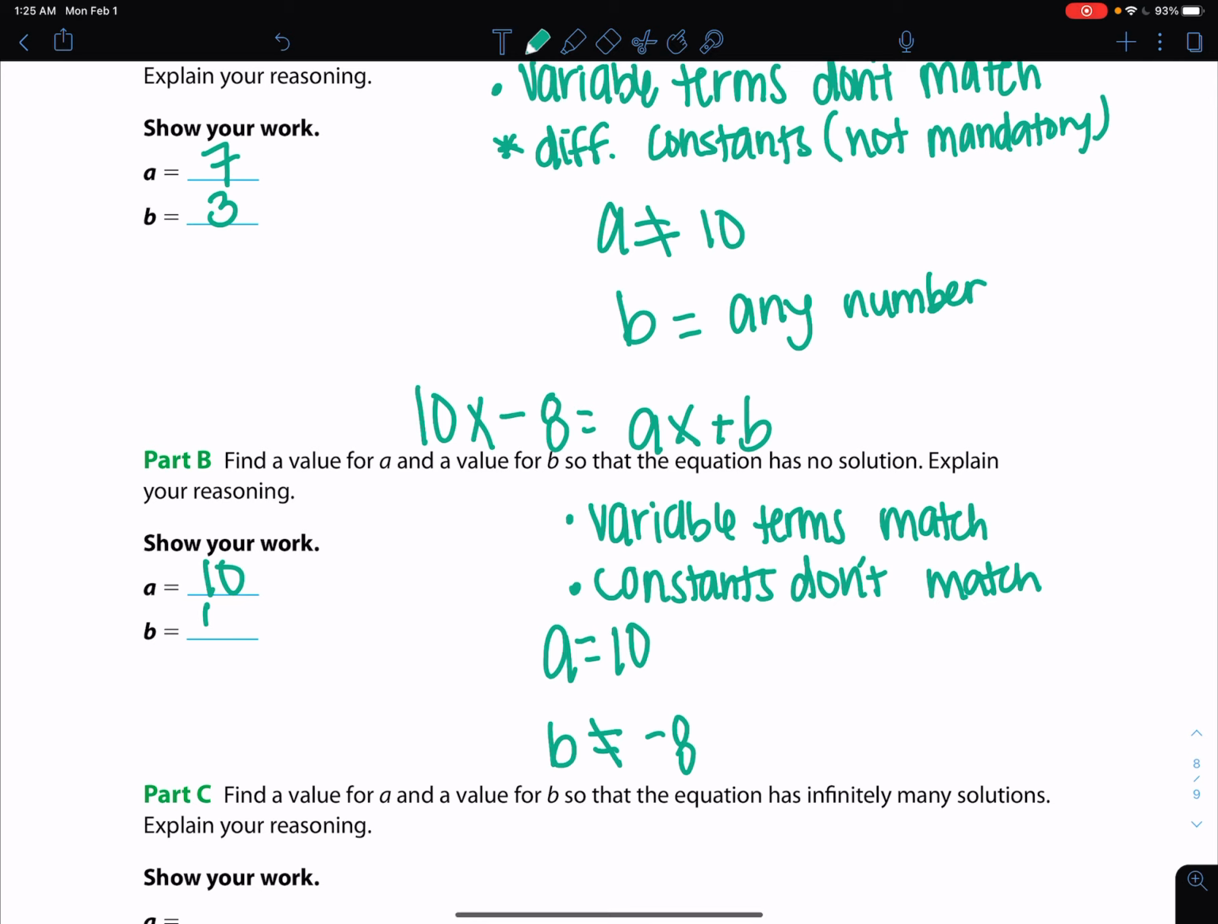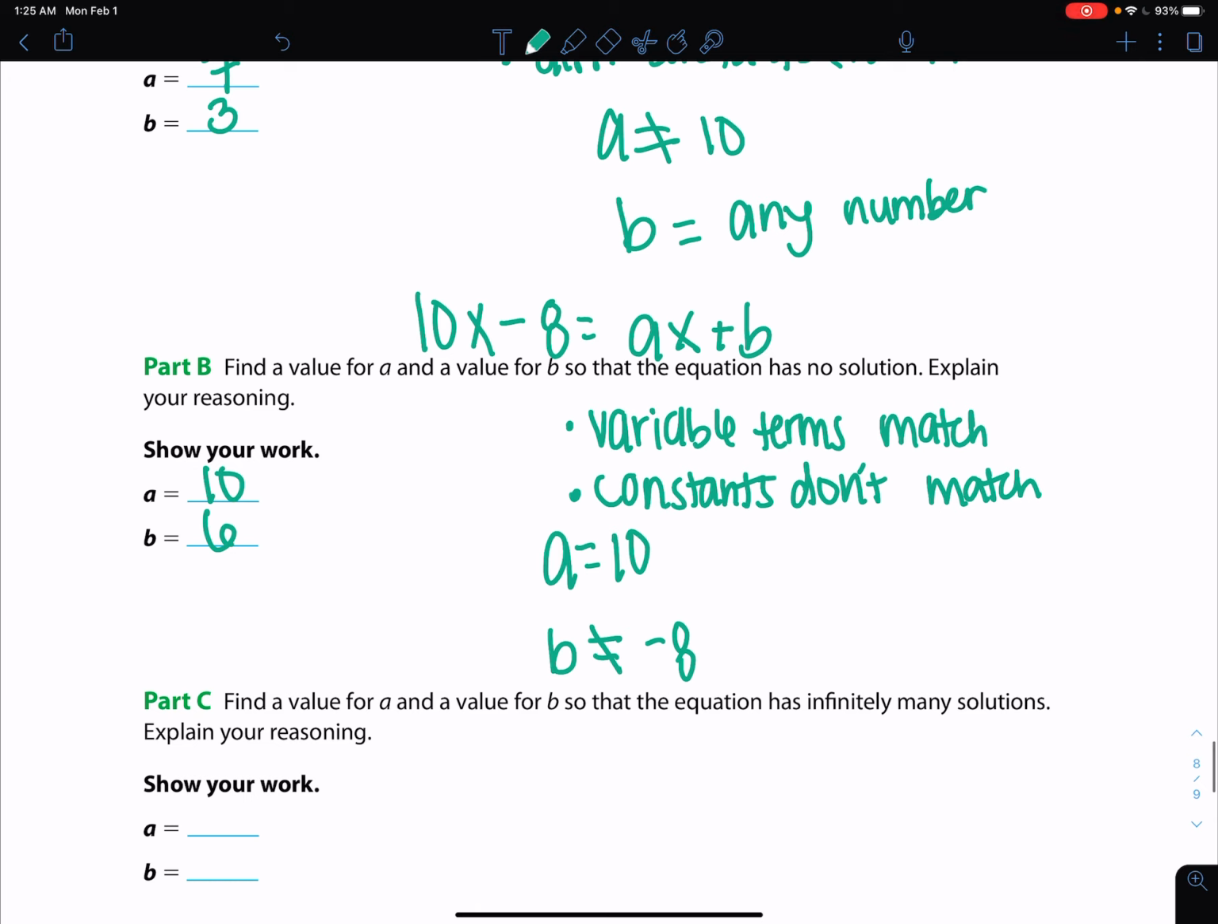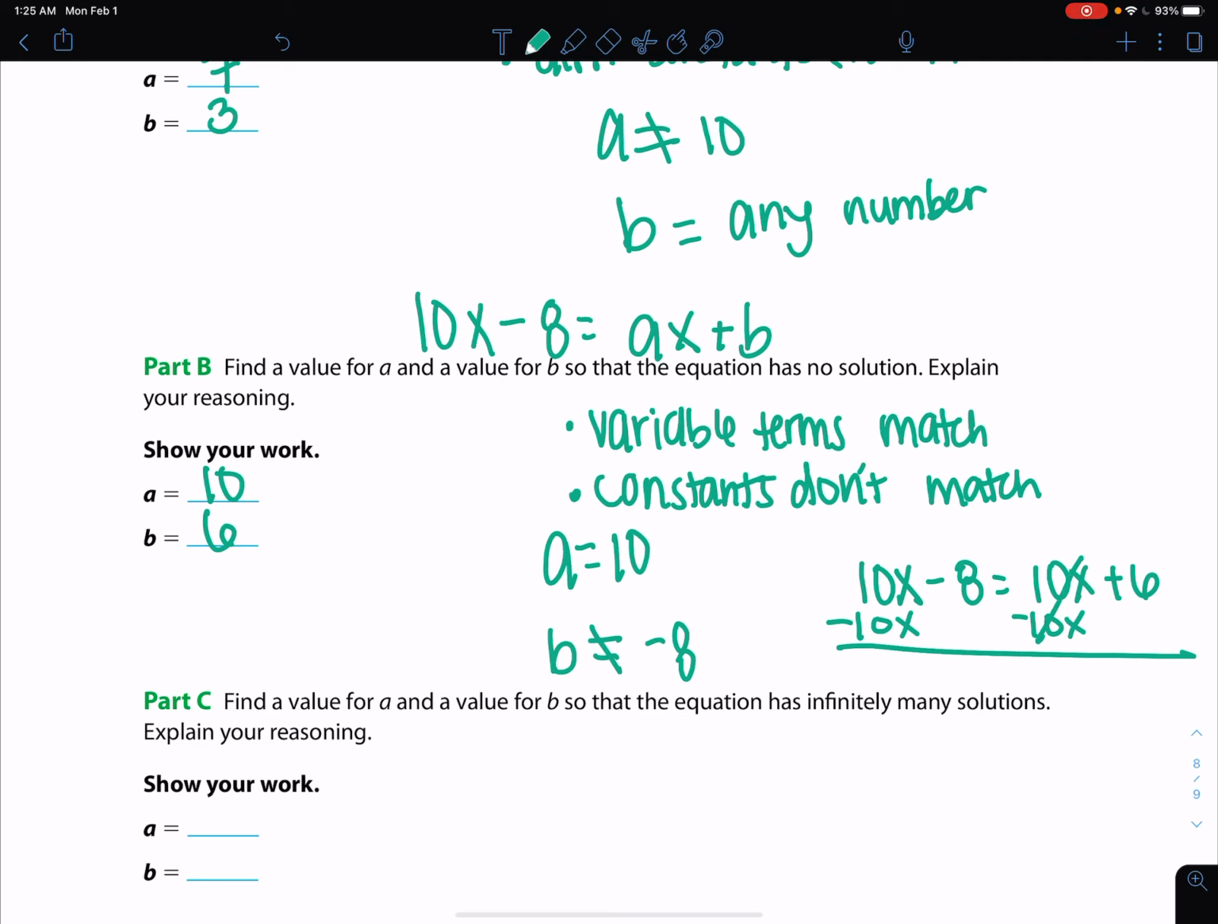So I'll choose 6. Okay? And I've got no solution that way. If I plug that in, then I'll have 10x minus 8 equals 10x plus 6. So you see, it wouldn't end up equaling anything. You get a false statement. I get that negative 8 is equal to positive 6, which is not true. It's false. This is what we mean when we say no solution.